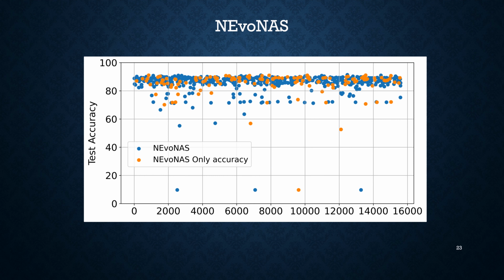So as a result, we can see that when we use our method with only one objective of maximizing the accuracy, the search space exploration is not that good, as can be seen from the orange dot. Whereas when we use the multi-objective, we can see that the search space exploration is pretty high.